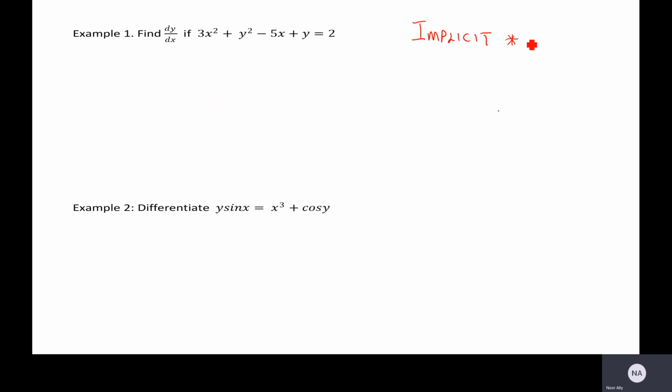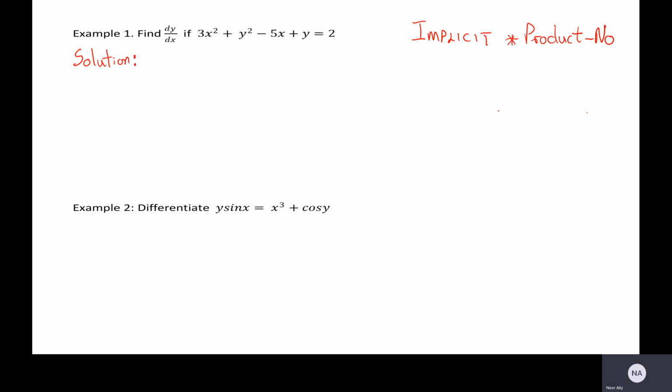To help you, first identify whether we have a product rule. Do we have a product rule here? Do we have x's and y's next to each other as a product? No, we don't. So in this case, no product rule. So this should be fairly straightforward. So what's my solution?